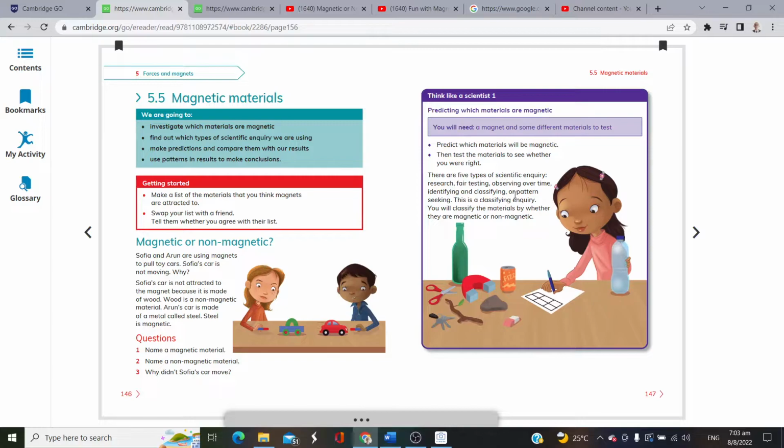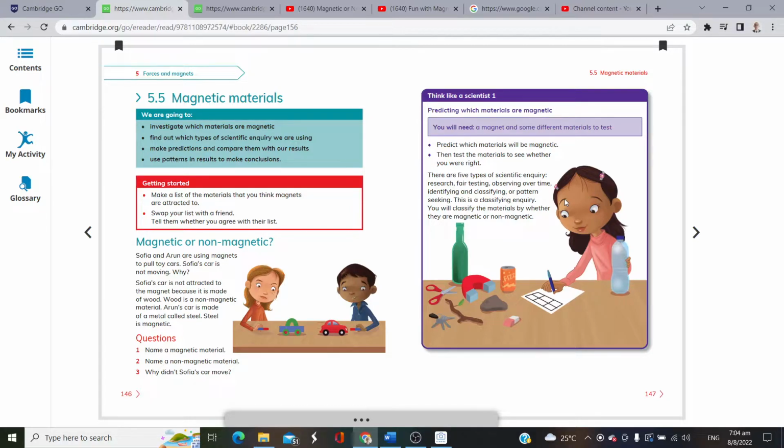First we go through this. There are five types of scientific inquiry, still on page 147. One is research, fair testing, observing over time, identifying and classifying, or pattern seeking. These are all five types of scientific inquiry.